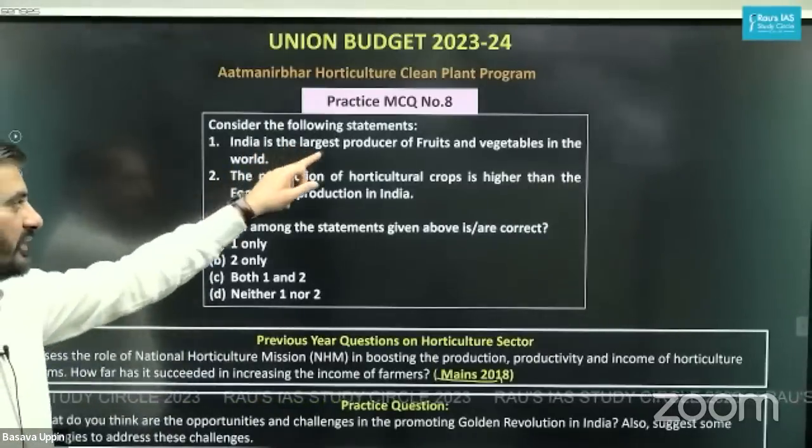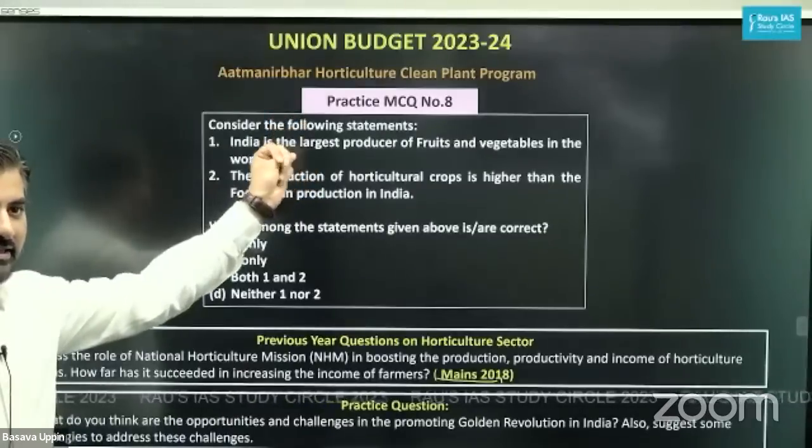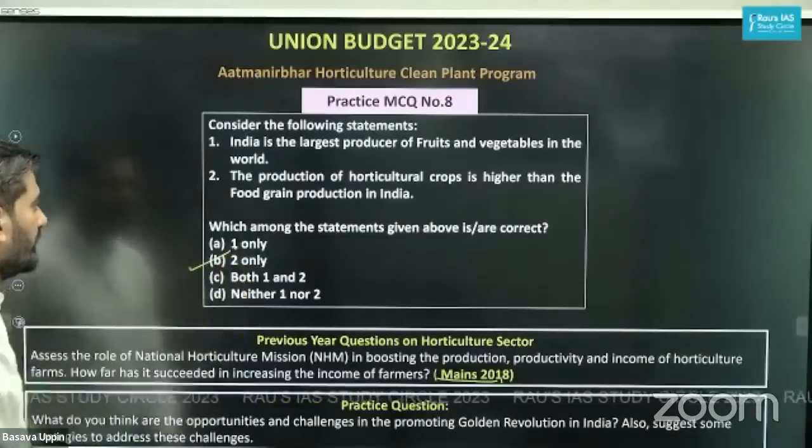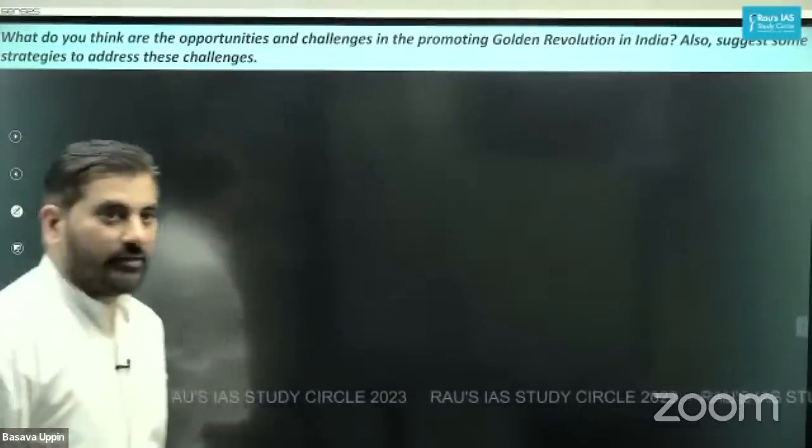India is not the largest producer. India is the second largest producer. The production of horticulture crops is higher than food grain production. It is correct.